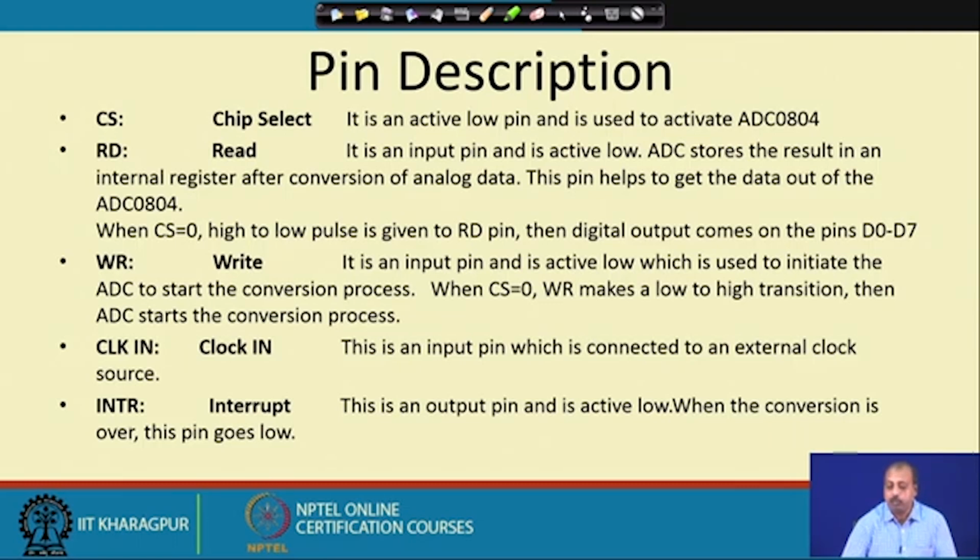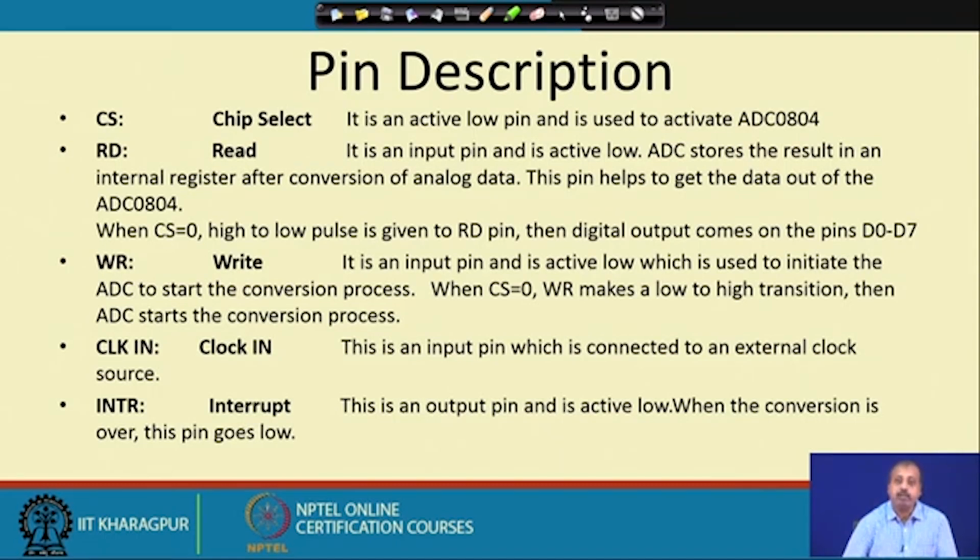So, the ADC will store the result in an internal register after conversion of analog data, and this pin will help to get the data out of the ADC. So, you apply an analog voltage and tell the ADC to convert it. It will convert the value, but it will not put it onto the data bus immediately.